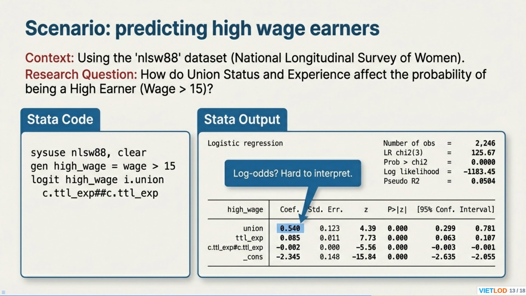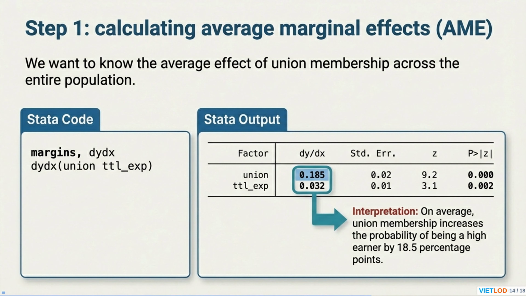We begin by running a logistic regression model. Our dependent variable is high wage, and our predictors include union status and total experience, which we've modeled with a quadratic term, c.ttlexp##c.ttlexp, to account for potential nonlinear effects. As you can see from this data output, the coefficients, like the 0.540 for union status, are presented in log odds. While statistically valid, these log odds are not immediately intuitive or easy to interpret in terms of changes in probability. This is precisely where marginal analysis, using the margins command, becomes invaluable.